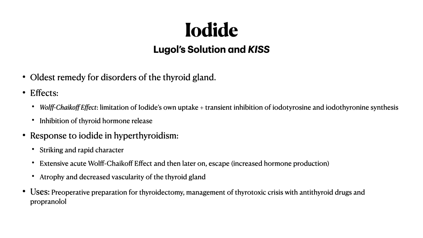Okay? So next you have atrophy and decreased vascularity of the thyroid gland. And this is what we are trying to achieve in patients who are to undergo thyroid surgery. We want to decrease the vascularity of their thyroid gland by giving them iodine so that once the surgeon will cut the thyroid gland, it will not be bloody. So the use here is pre-operative preparation for thyroidectomy or removal of the thyroid gland, and management of thyrotoxic crisis with antithyroid drugs and propranolol.